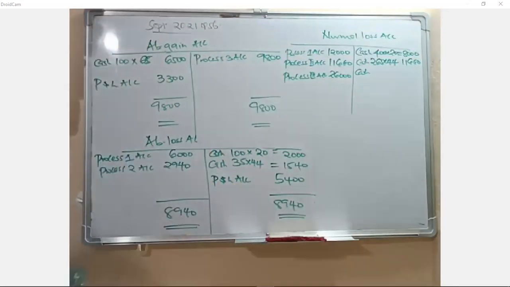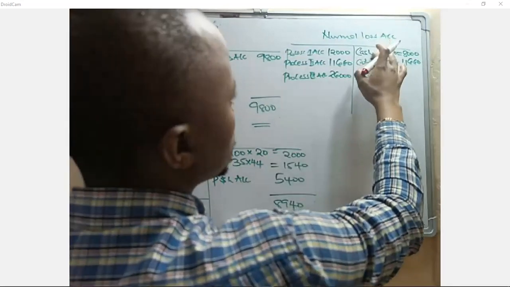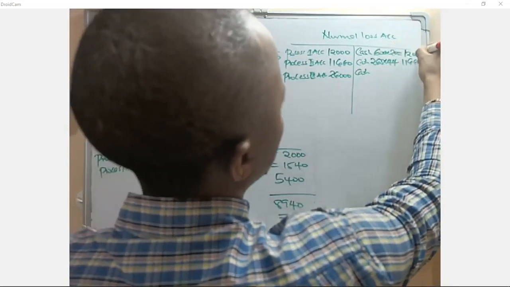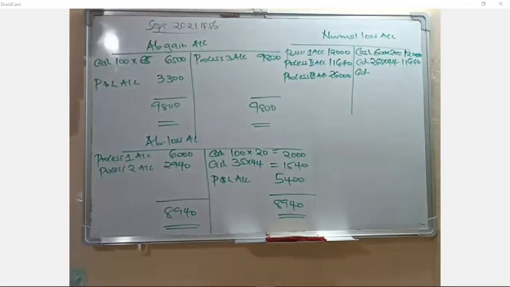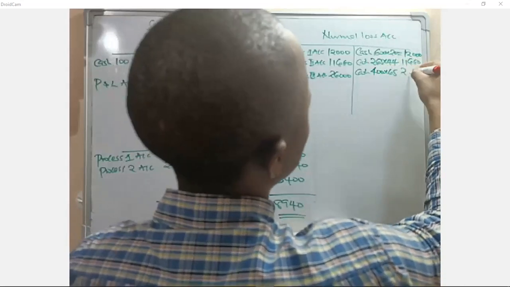Then process three, you also cash, right? How many units were here? Good. Process one, how many units? I can see we have made it wrong. It should be 600 here, 12,000 there. Process three, how much is the process three? In process three, the normal loss was 400. 400 times 65, getting 26,000.